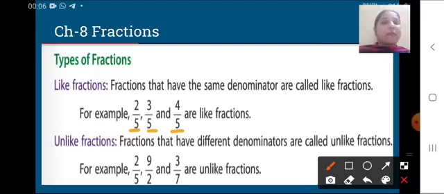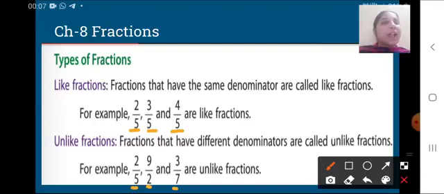Then unlike fractions. What are unlike fractions? The fractions that have different denominators are called unlike fractions. For example, you can see 2 upon 5, 9 upon 2, 3 upon 7. Some more examples you can take like 11 upon 13, 14 upon 8, 16 upon 9. They are unlike fractions because they have different denominators. You can see here the denominators are 5, 2, 7, etc.